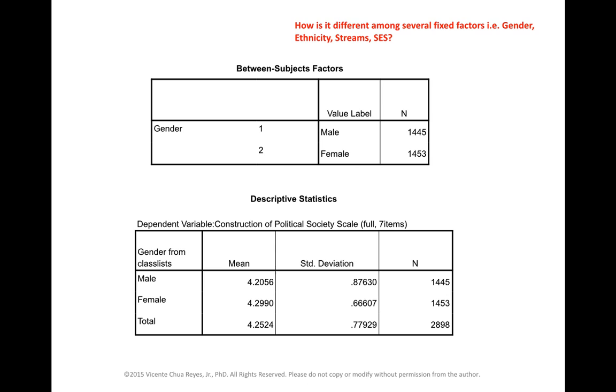But the question is, are these differences actually real, right? Let's take a look at it again. So we have gender, male, a total of 1,445 of the respondents were males, and 1,453 were females. You can see that in the table above. And then you can see the mean scores. You see here that the females scored higher, 4.29, compared to the males who scored 4.20, right? The question is, there seems to be a difference here, but is this difference real?